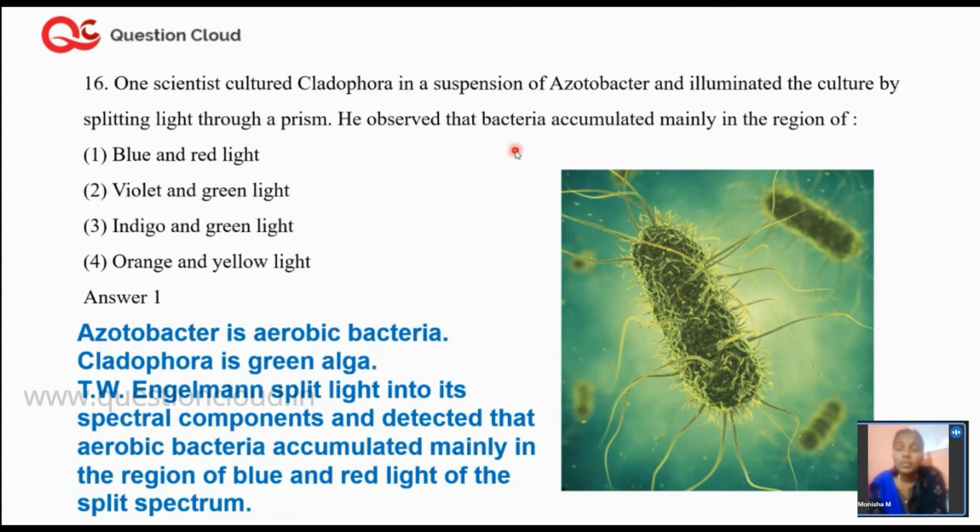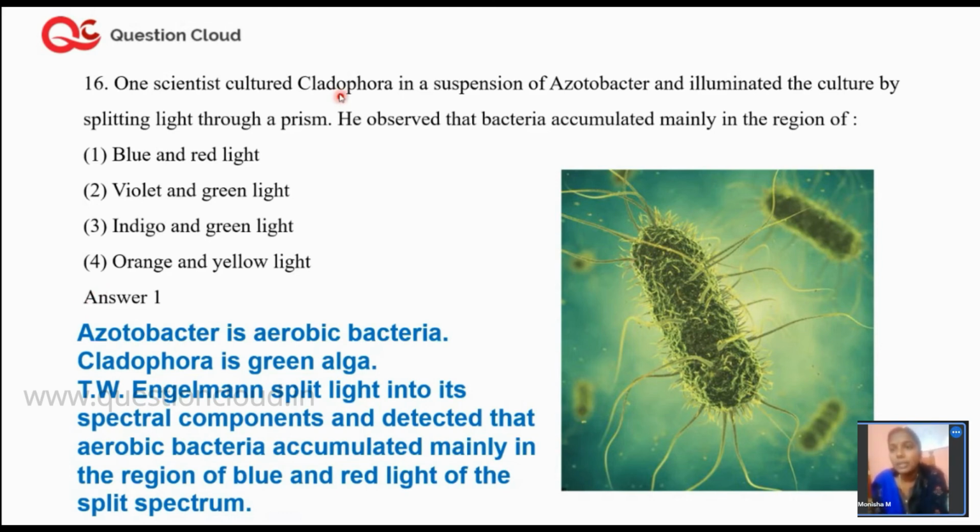He observed the bacteria accumulated mainly in the region of option A, blue and red; option B, violet and green; option C, indigo and green; option D, orange and yellow. So in the picture, the bacteria that you see is called Acetobacter. Acetobacter is an aerobic bacteria. So what does aerobic bacteria mean? Requires oxygen for survival. Oxygen. Very good. So Acetobacters are those bacteria which require oxygen for their survival.